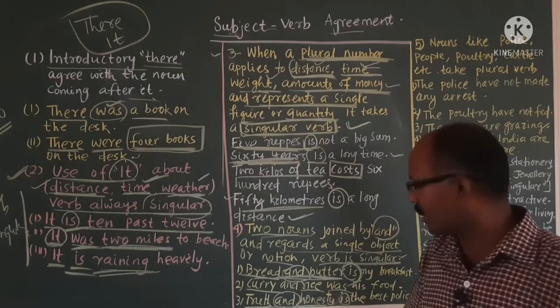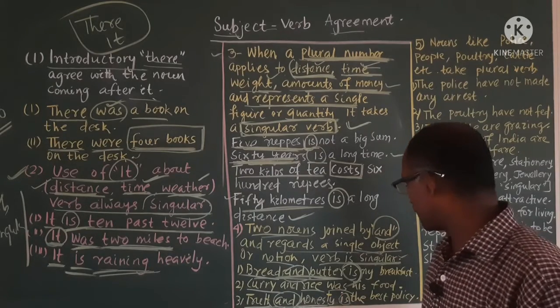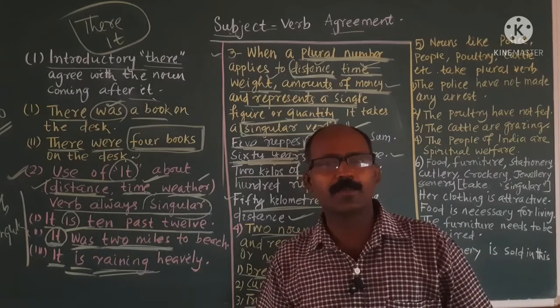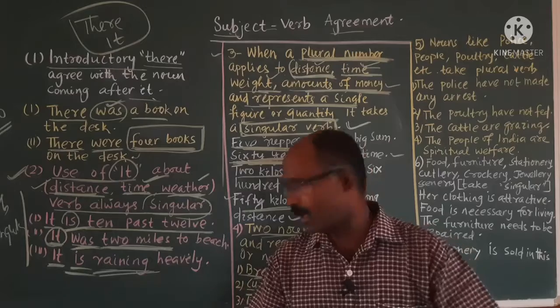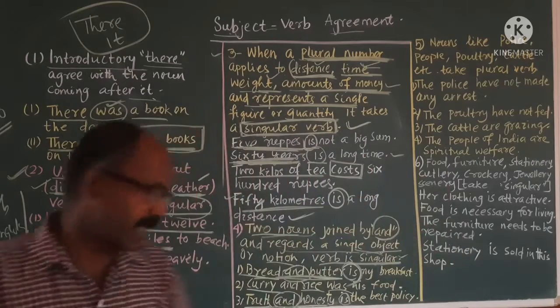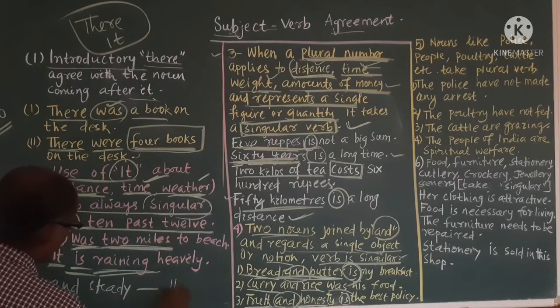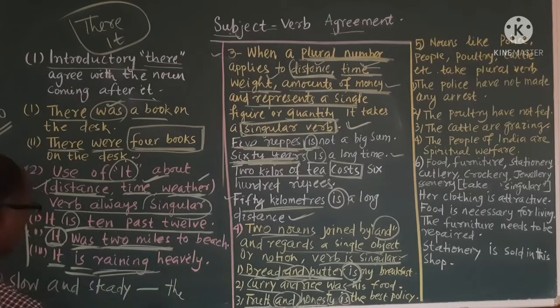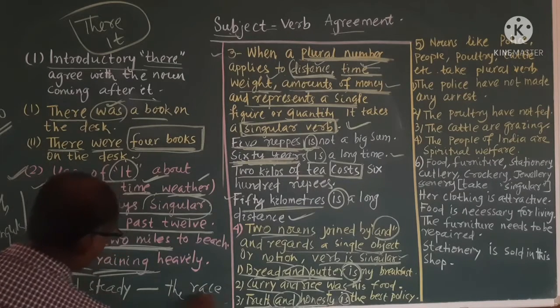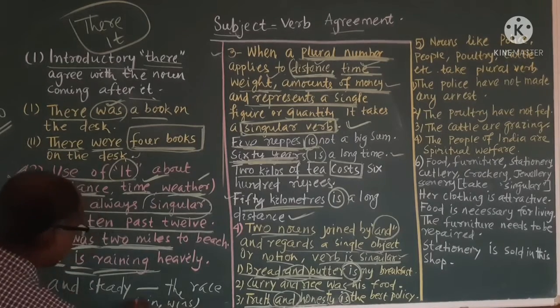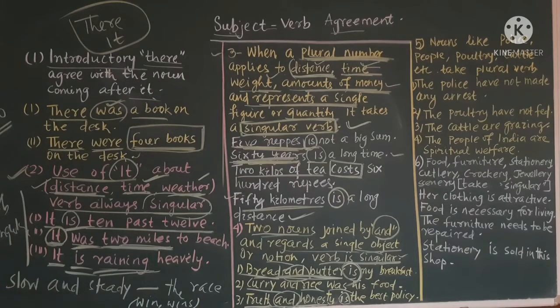But in the exam it will come: "Truth and honesty dash the best policy", is or are? Sometimes you get confused, you use "are". Like that, slow and steady. One example: "Slow and steady dash the race." Okay, win or wins. Who can say what it will be? So slow and steady, it is different.